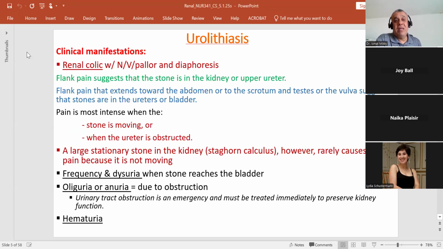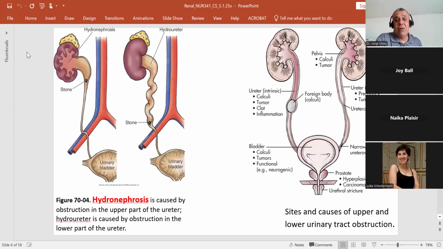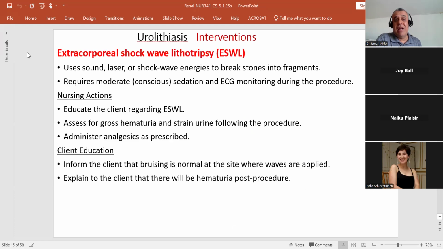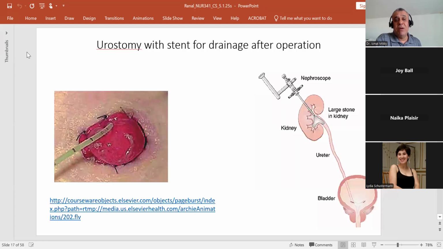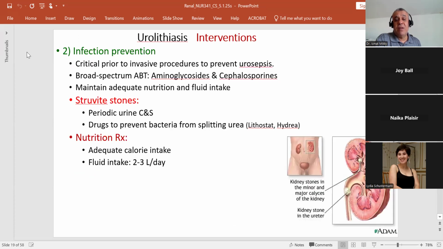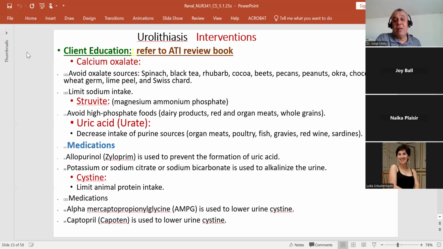If you go to the composition of kidney stones or urolithiasis, you'll find most of the stones consist of calcium. So either it's calcium oxalate or calcium phosphate. So we have here calcium phosphate, calcium oxalate, or calcium urate, which is uric acid.